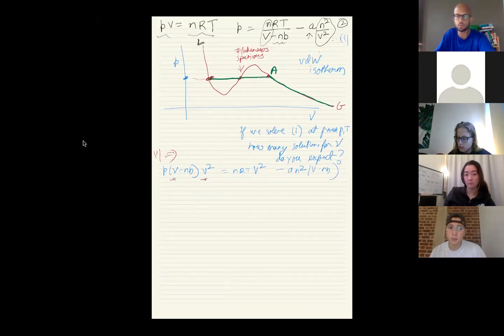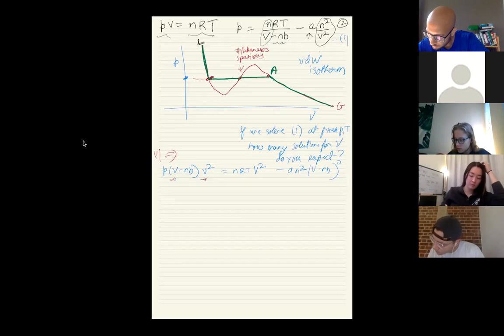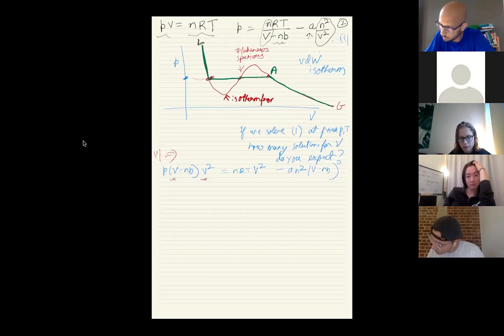It does not go through this volume-pressure up and pressure down. That is spurious, that doesn't matter. It skips this middle part and then goes up again. So what did I draw over here? This is the isotherm from Van der Waals.